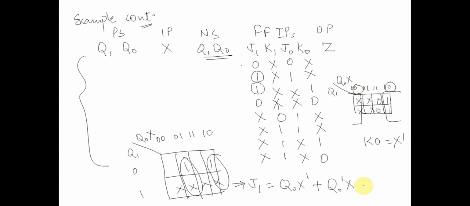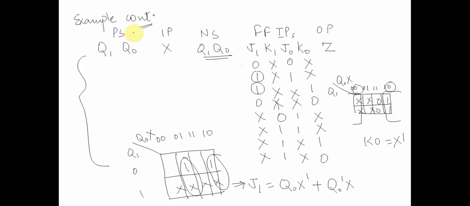Correct? We already know that our output Z was equal to the AND of everything: Q0, Q1, X. Right? And similarly, we got J1, K0. And if we do similar K-map conversions for K1 and J0, we would get J0 as X plus Q1, K1 would be equal to X plus Q0, right? And once we are done with this, we can build a circuit.